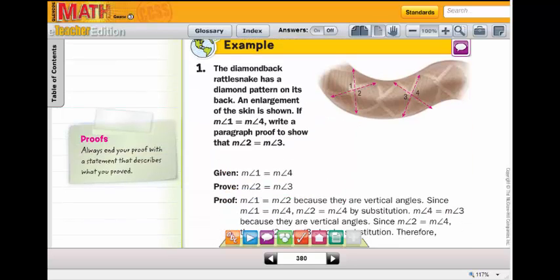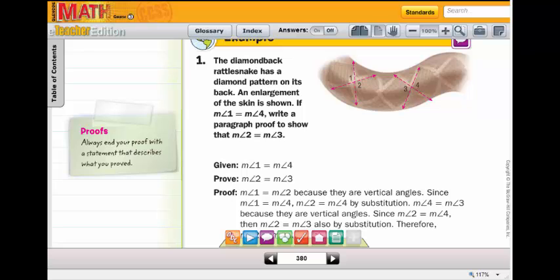In problem number 1, the diamondback rattlesnake has a diamond pattern on its back. You can see that right here. An enlargement of the skin is shown. If angle 1 equals angle 4, write a paragraph proof to show that angle 2 has to equal angle 3.